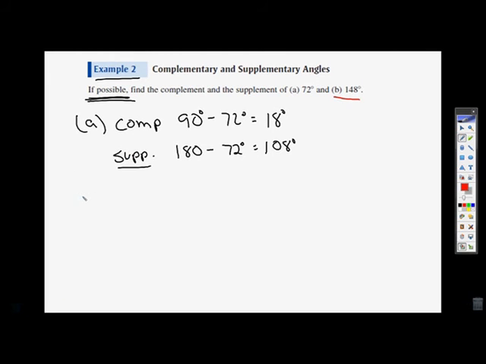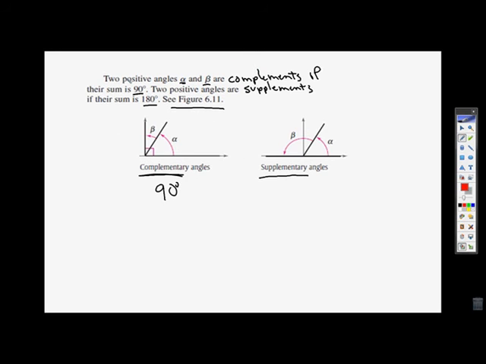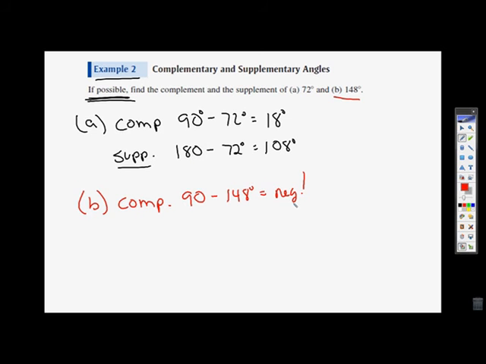And part B. Part B is the given angle is 148 degrees. So if we try to find the complement, 90 degrees minus the given angle gives us a negative answer. And we don't want a negative answer, because back here in our definition, two positive angles. The angles have to be positive to be complements and supplements. If our given angle is bigger than the 90 degrees that complements add up to, there is no complement. Not possible. Or you could say no complement, or DNE, that does not exist.